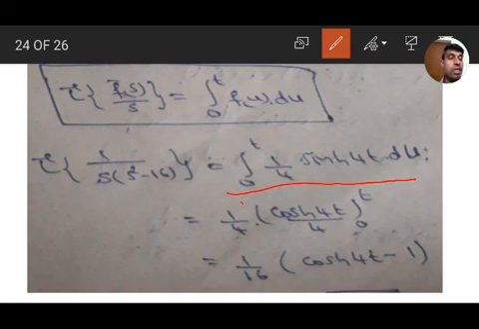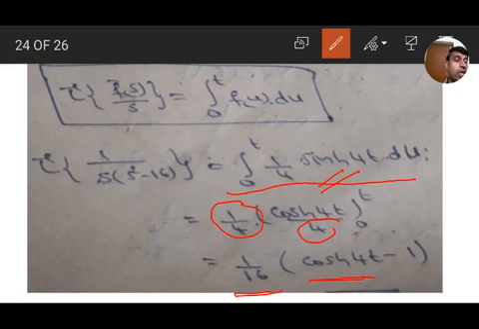1 by 4 is the outside coefficient. Integration of sinh of 4u is cosh of 4u by 4. This 4 is also outside, that is 4 into 4 is 16, so 1 by 16. Upper limit cosh of 4t, lower limit cosh of 4 into 0, and cosh of 0 means 1, that is cosh of 4t minus 1. So the final answer is 1 by 16 into (cosh of 4t minus 1).